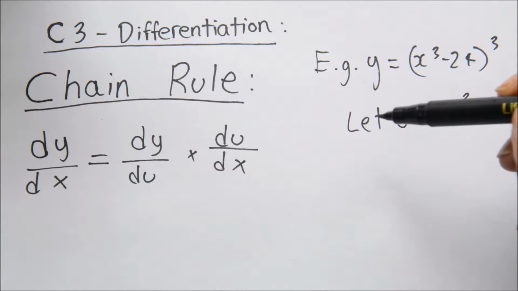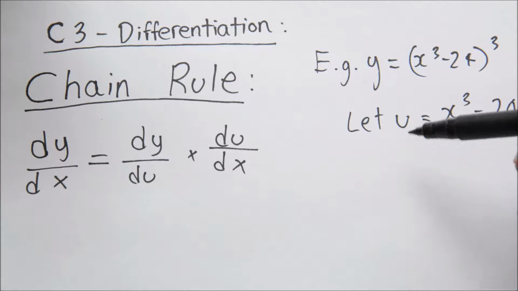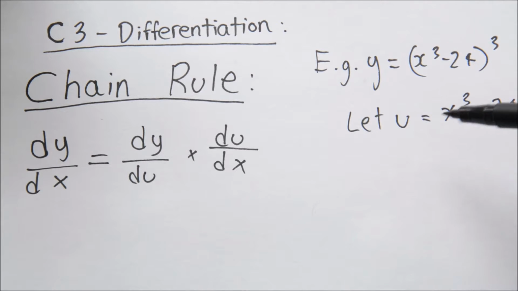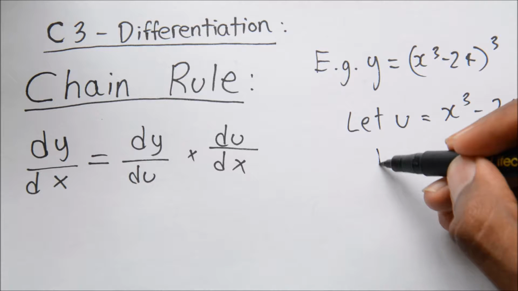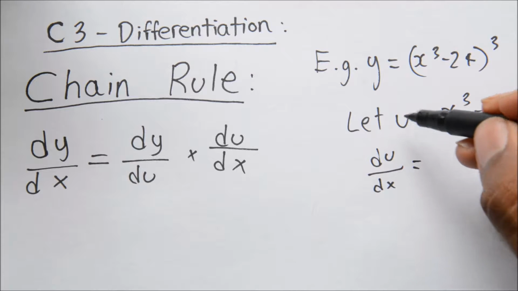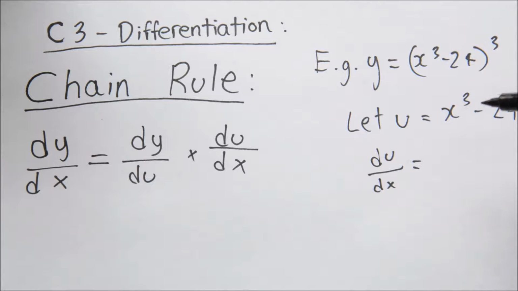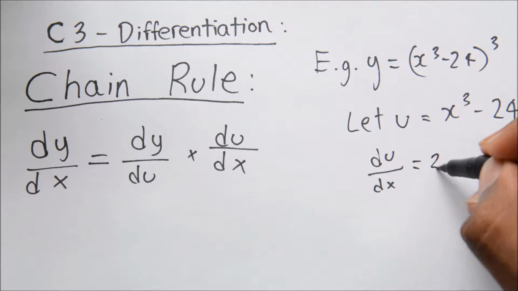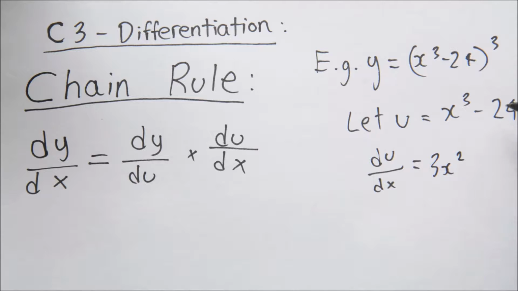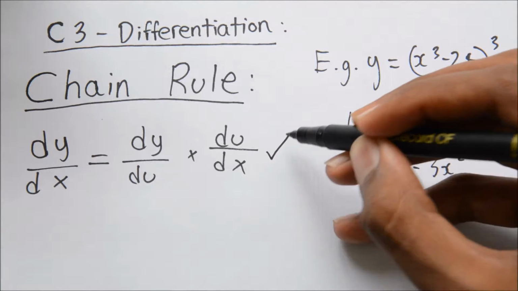Normally if you have an equation y is equal to x something, you'd have dy over dx. Because we have u instead, we have du over dx. We have u is equal to x cubed minus 24, so we differentiate this now. If you differentiate x cubed, you get 3x squared, and if you differentiate minus 24, you get a constant, so it's 0. So du over dx is equal to 3x squared. We now have one component, du over dx. We can tick that off.